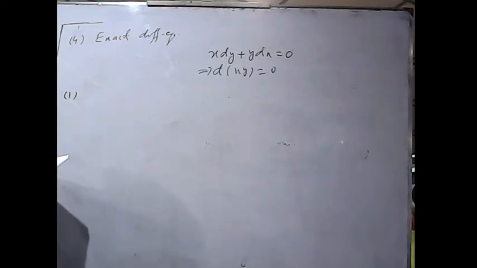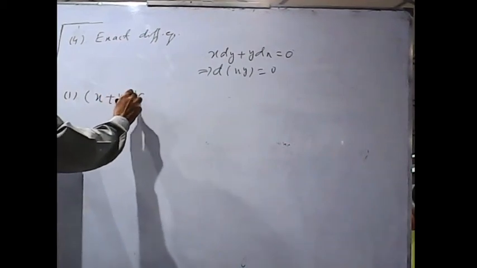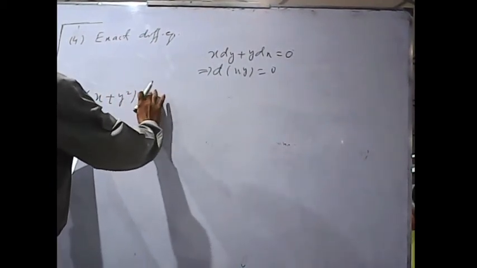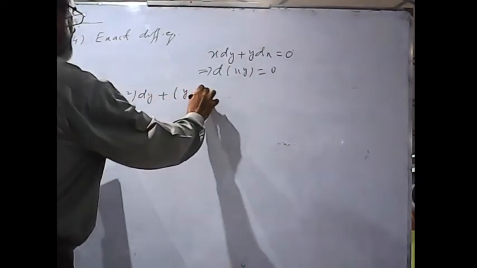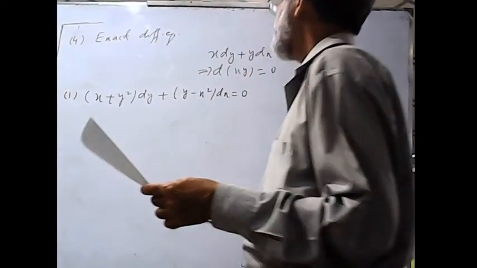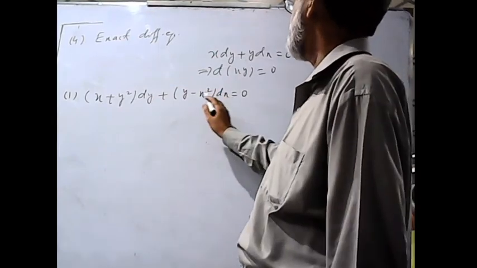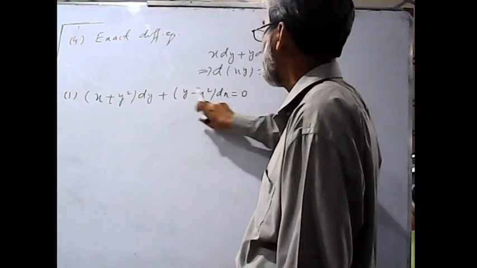So let me write some questions. Question 1: xy² dx and dy, y minus x² dx equal to 0. This equation is not in standard form. Remember, dx comes first and then dy. So first write this term, then plus. This is our M and this is our N.